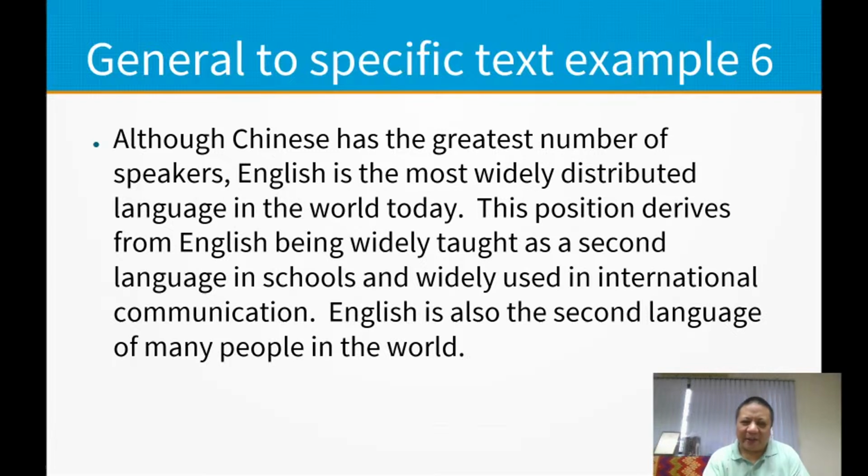Here's another example. Although Chinese has the greatest number of speakers, English is the most widely distributed language in the world today. This position derives from English being widely taught as a second language in schools and widely used in international communication. English is also the second language of many people in the world. So wide, narrow, wide again.